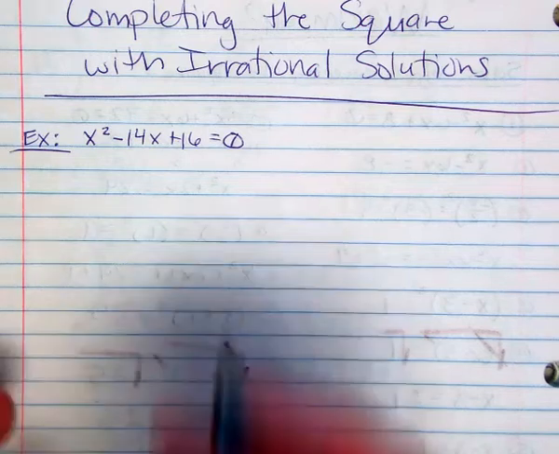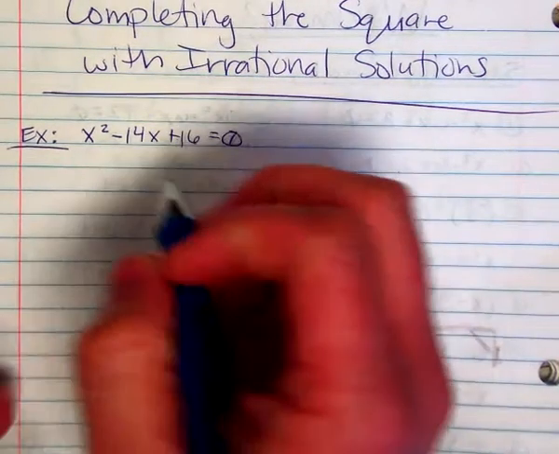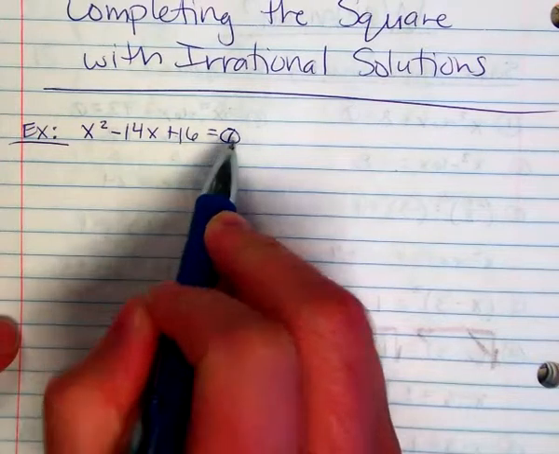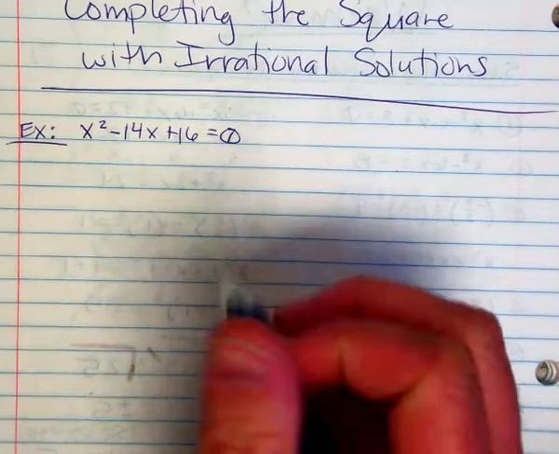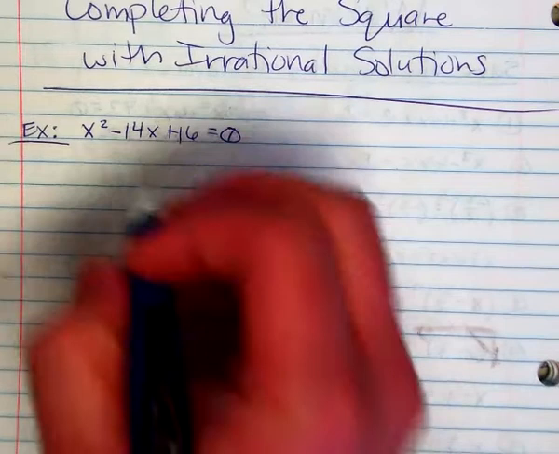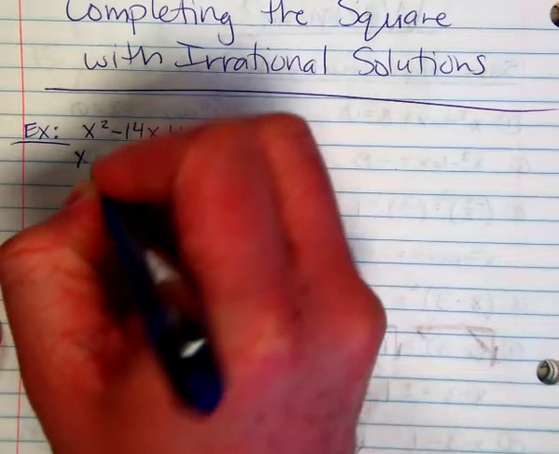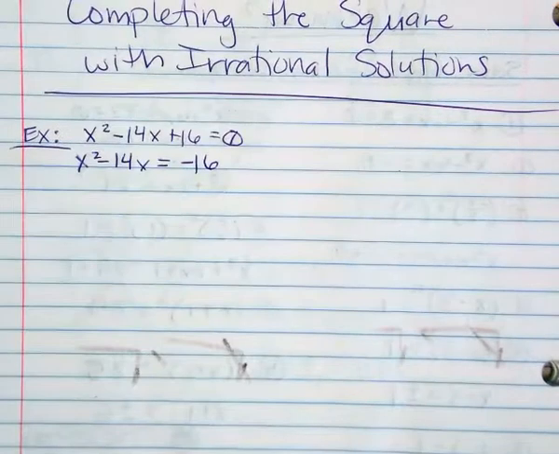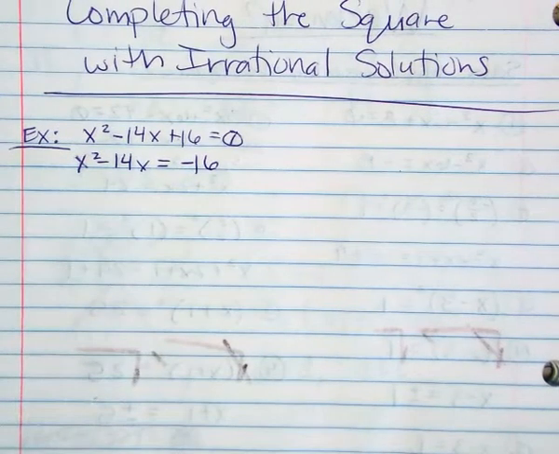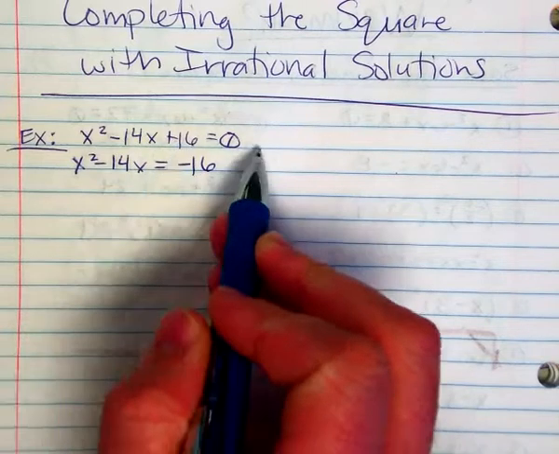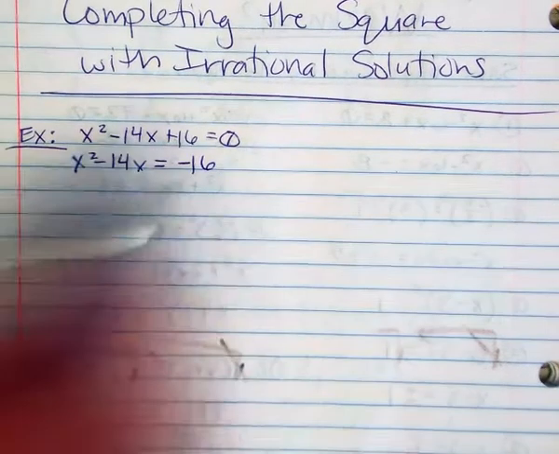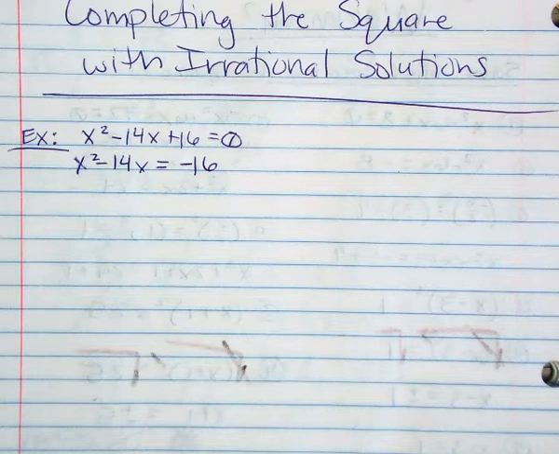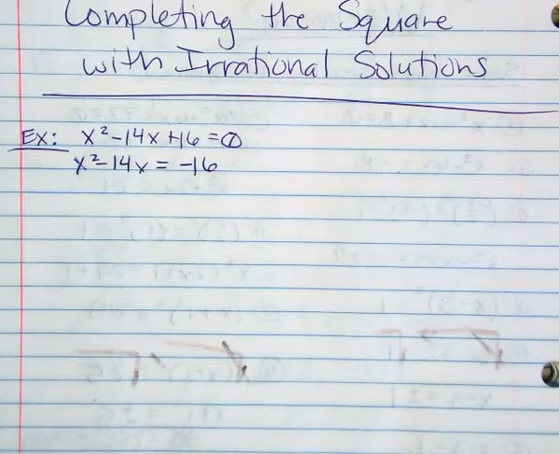Every single step for this is exactly the same as before, so let's again start by moving the constant to the other side. When you are completing the square, you don't want it to equal 0. So now we have x squared minus 14x equals negative 16. We would be subtracting 16 to cancel it here and move it there, which is why it is now negative. Some people like to just remember that if you move something to another side, it changes signs. However you would like to remember it is fine.